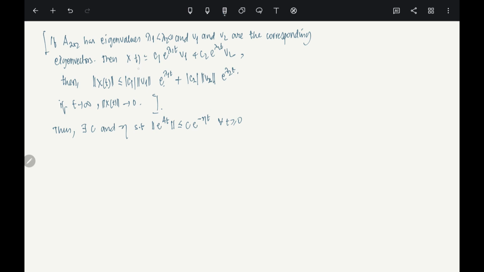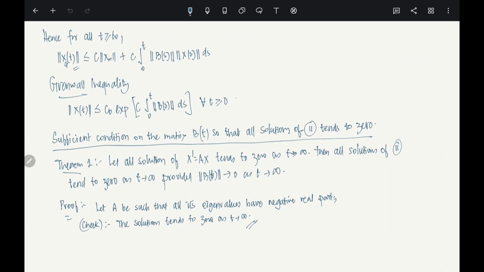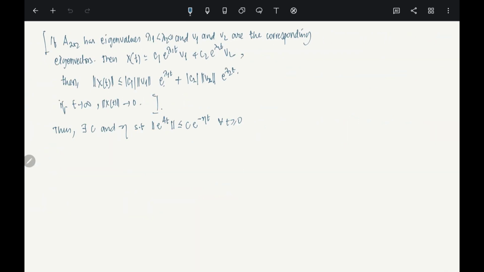See, x of t is nothing but e to the power At times x naught. So if I am taking the norm, I can take the maximum of that, and it can be written as c times e to the power minus eta t. Why minus? Because both eigenvalues are negative, at least the real part. If they are negative, then only this can happen. Since all solutions tend to 0, the real part of the eigenvalues has to be negative. So that is why it is minus eta t. Is this clear?